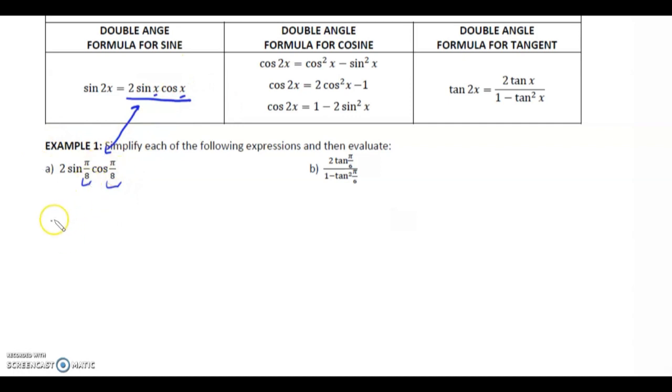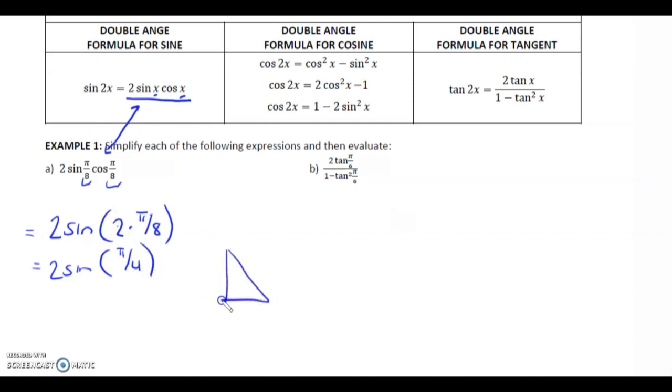We could rewrite this as 2 sine 2 times x, which is pi by 8. In other words, we can rewrite this as 2 sine. What's 2 pi by 8? I think it's pi by 4. And then, of course, we're just looking at 1 over root 2, sorry. Right, sine of pi by 4 is 1 over root 2. So our answer is 2 over root 2.